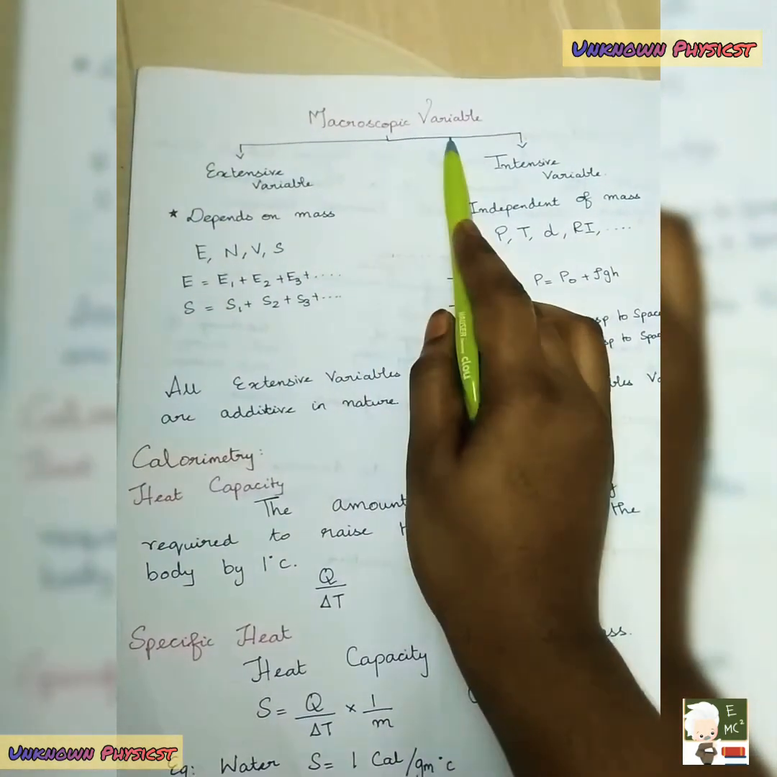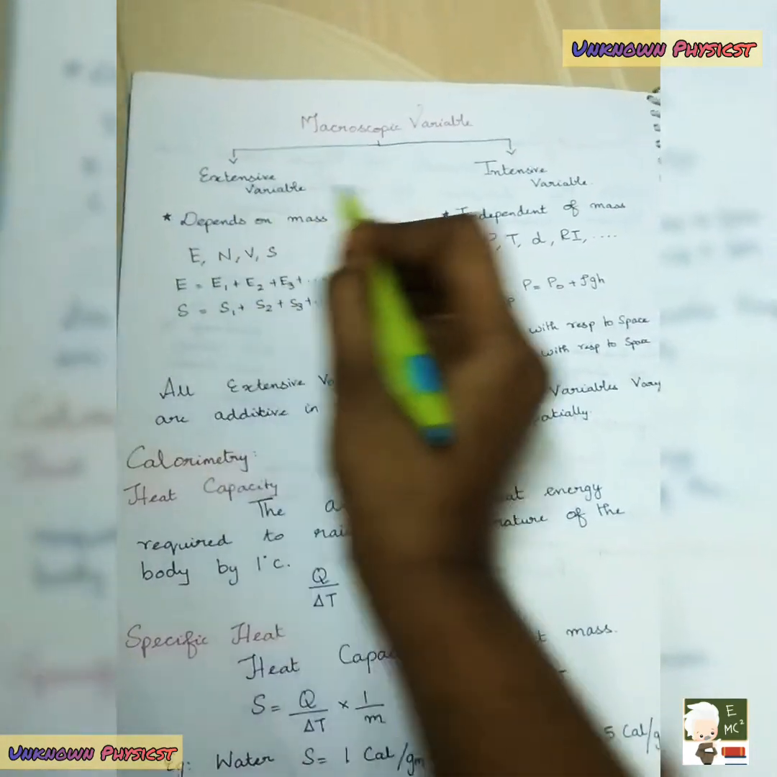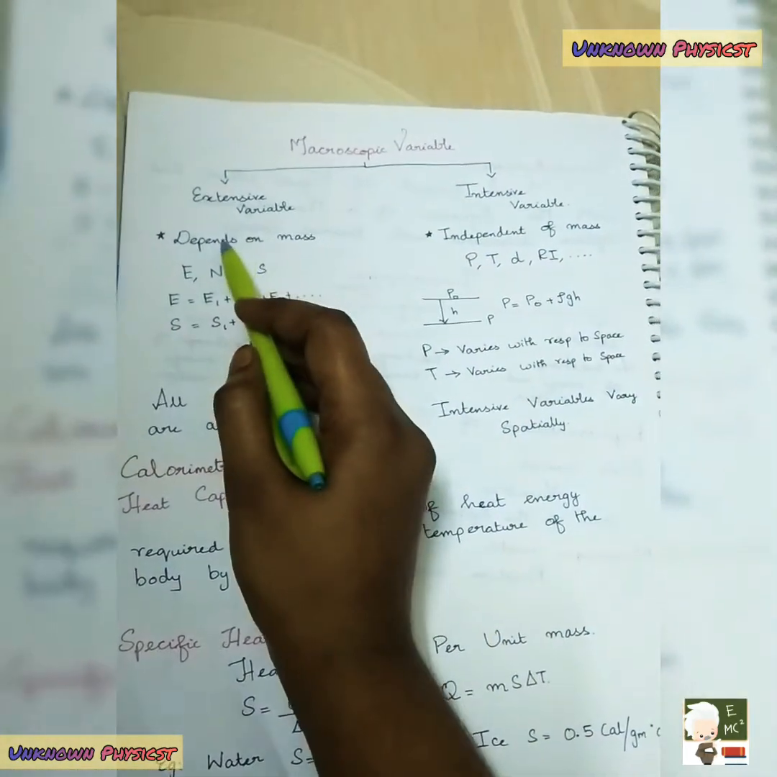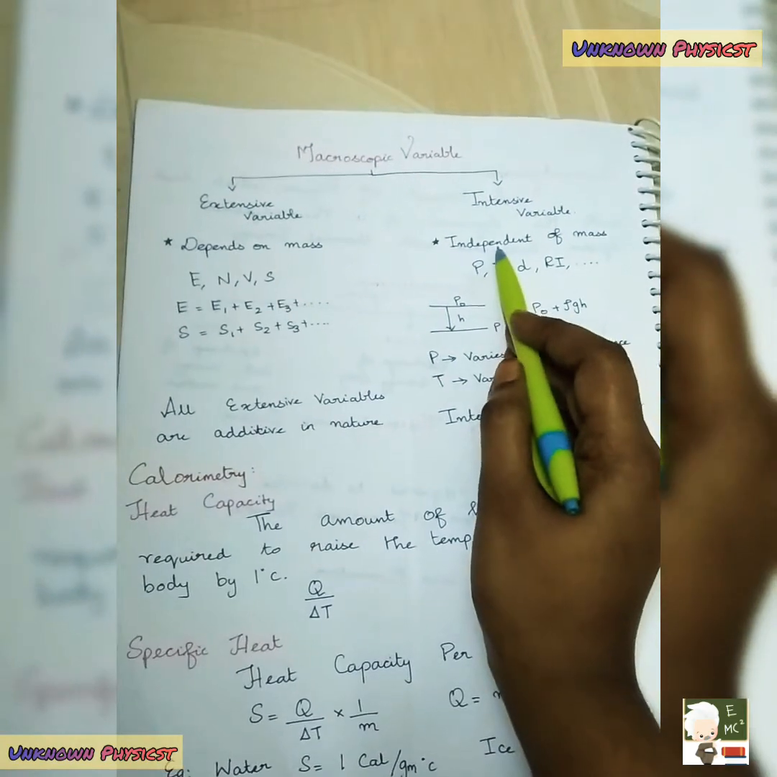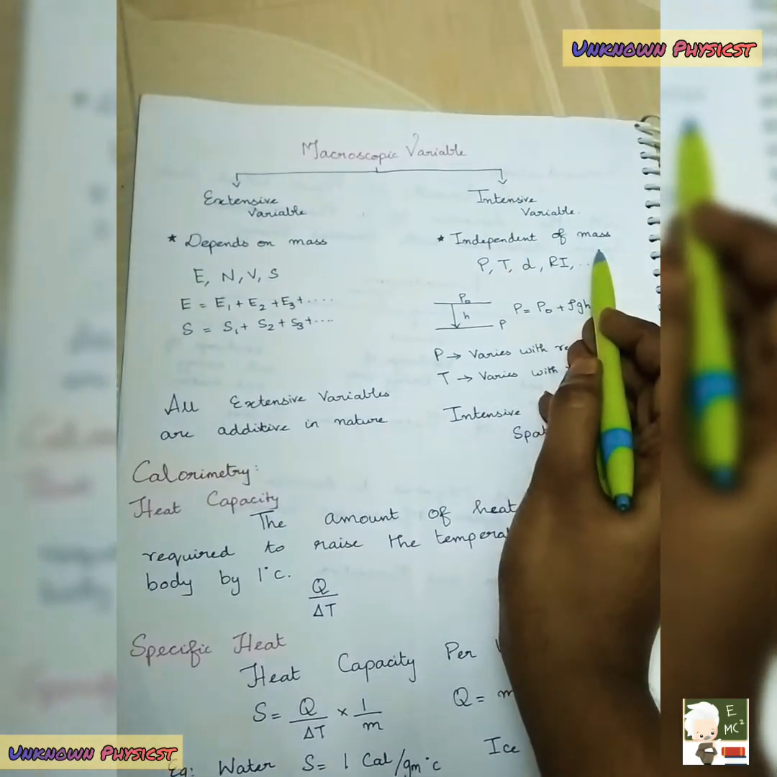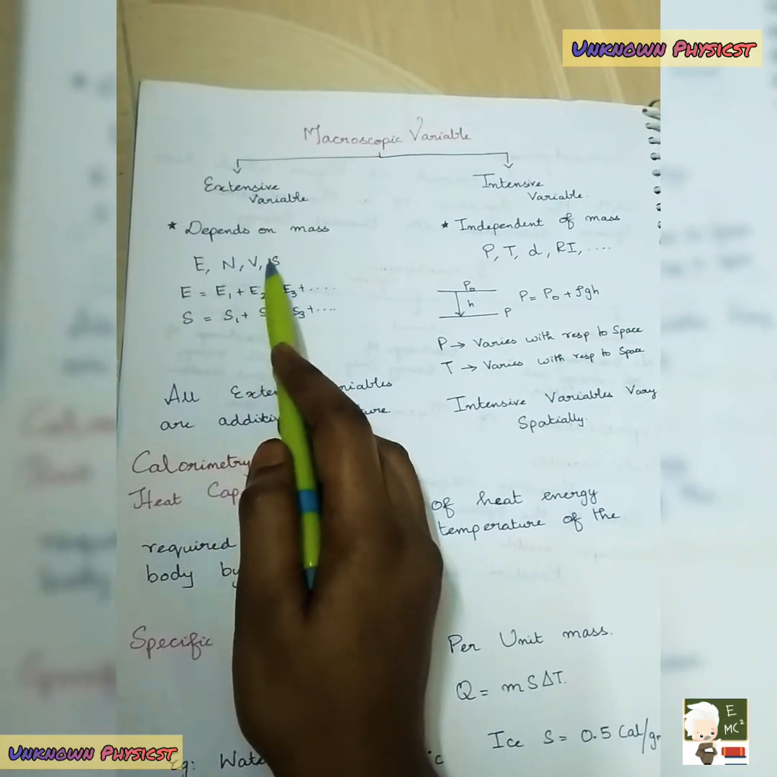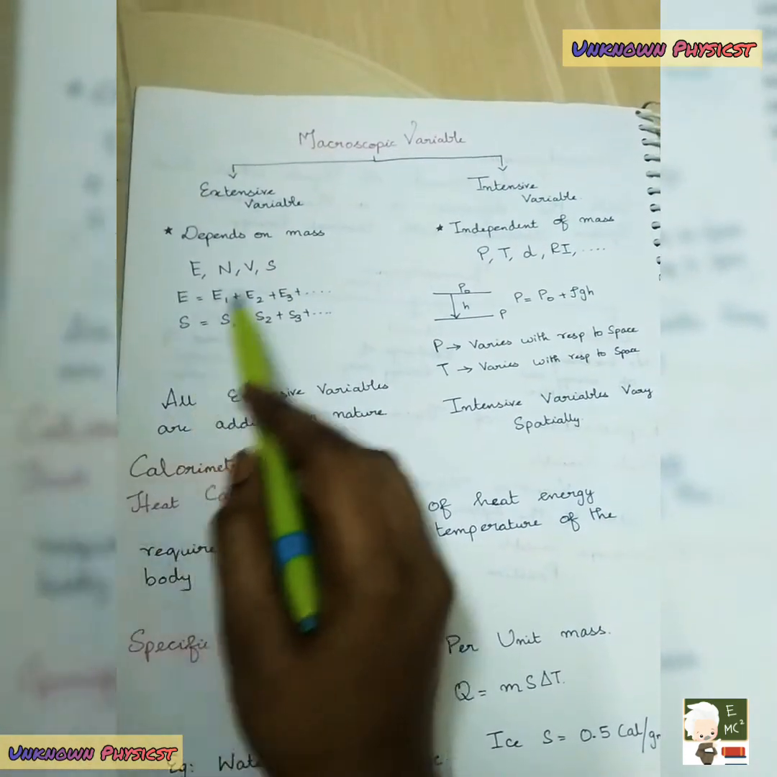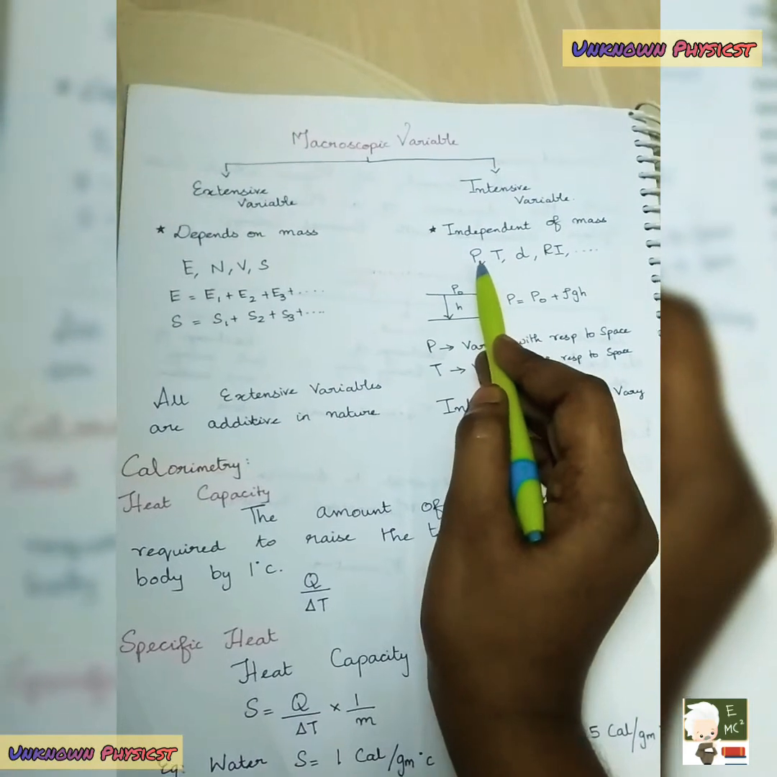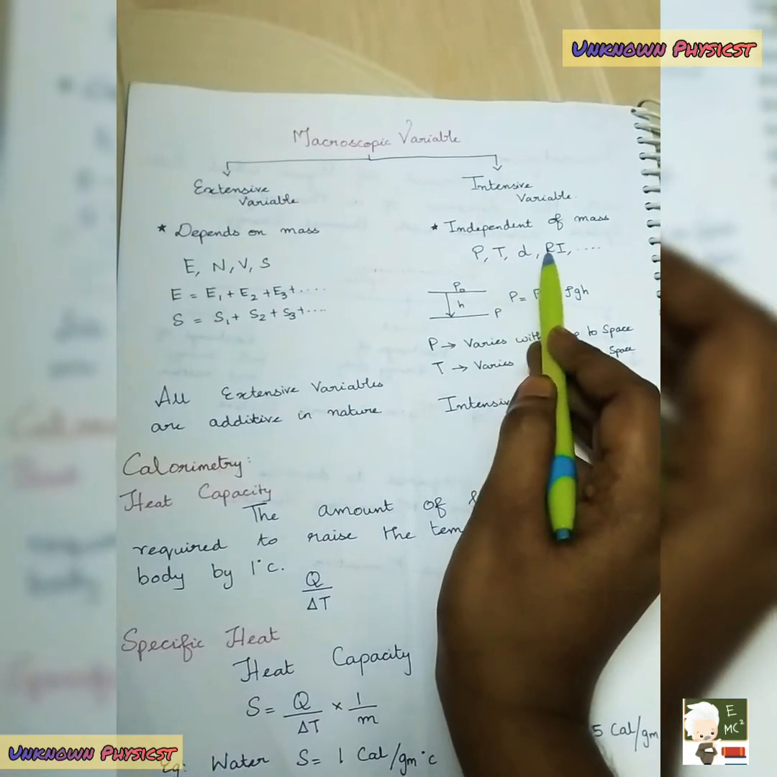macroscopic variables. It has two types, extensive variable and intensive variable. An extensive variable depends on mass. An intensive variable is independent of mass. Here the examples of extensive variables are energy, number, volume and entropy. In intensive variables, pressure, temperature, density, refractive index.